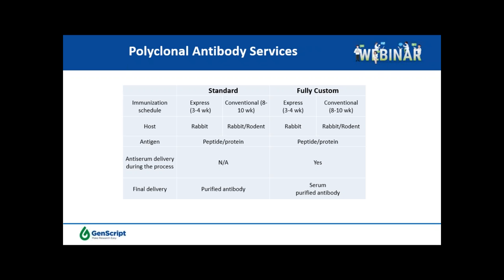The second one is our fully customized polyclonal antibody package. This service is similar to our standard package, but also includes an anti-serum delivery as well as the purified antibody with multiple types of purification protocols.